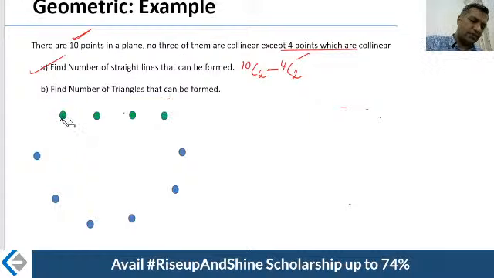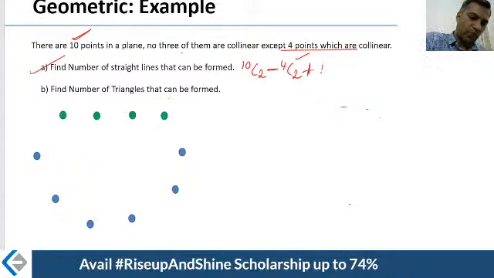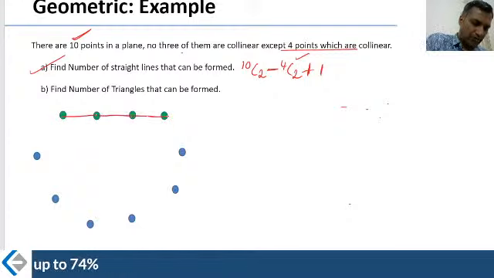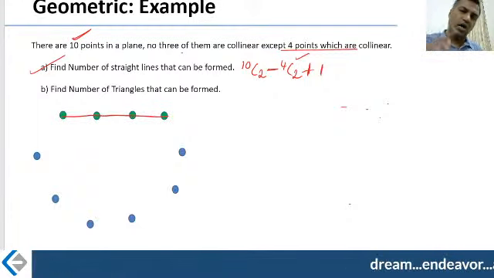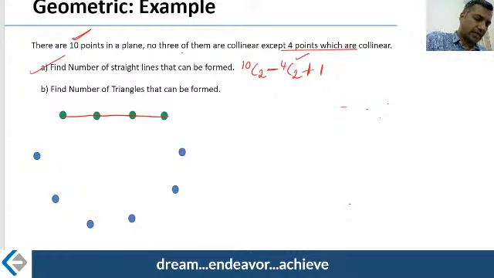Similarly, therefore that is minus 4c2 but plus 1. Why that plus 1? Because one longer line will be seen. There will be that one longer line. All 6 cannot be ruled out. That longest line is always available there. Okay, plus 1. So that's the answer to the first question.